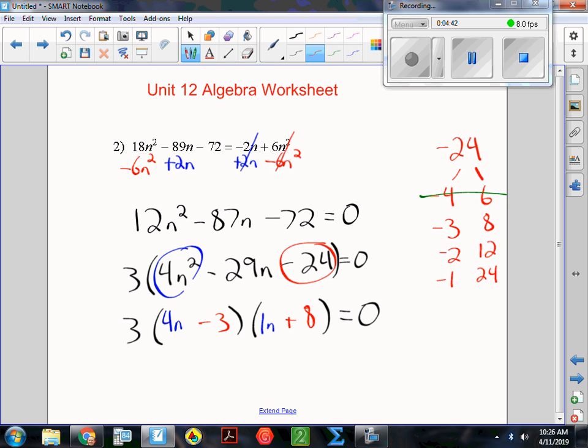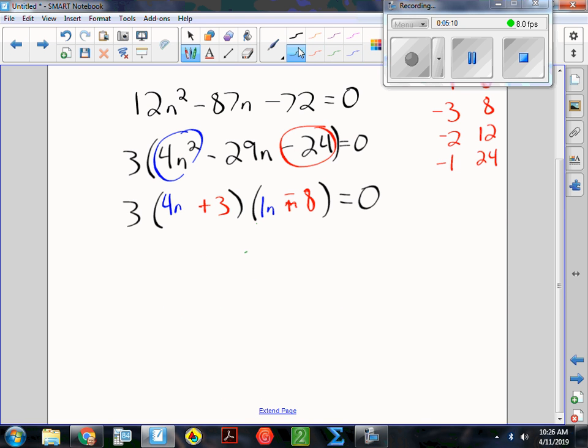8 times 4 is 32, minus 3 is 29. So this is negative 3n. This is positive 32n. That's going to give me a positive 29, and I need a negative. That means I need to switch all my signs. So that works. So if I would have started with 4 and 1, it could have been the first or second one I tried. Now I can set each parentheses equal to 0.